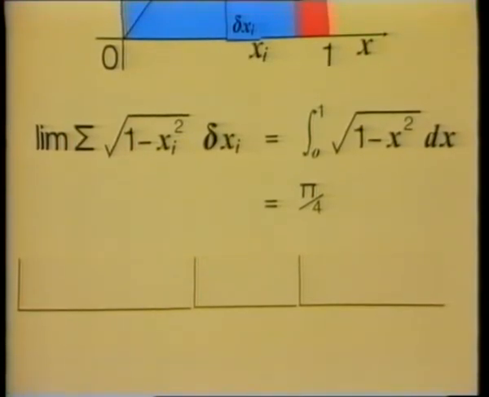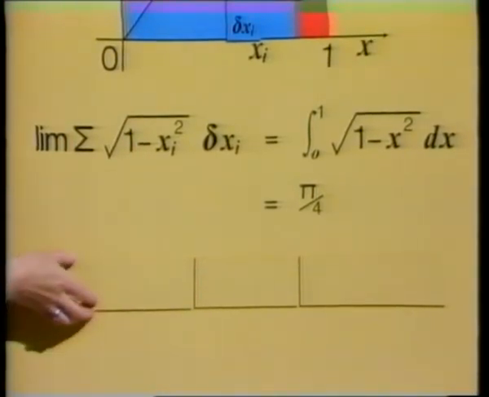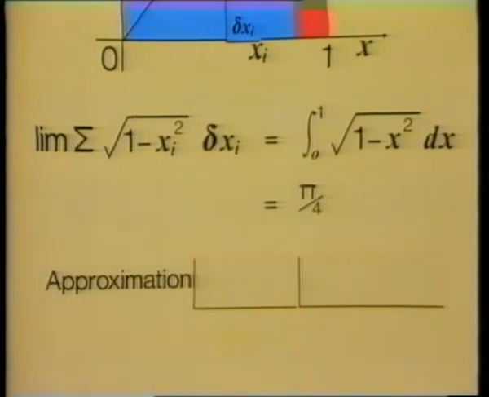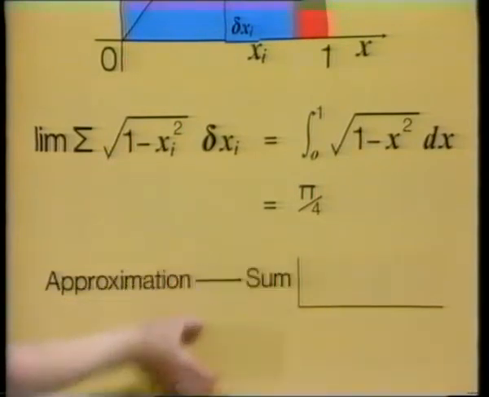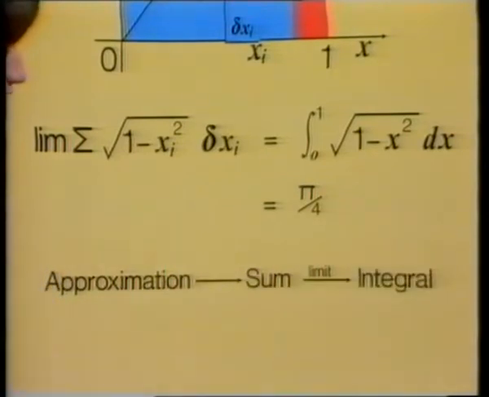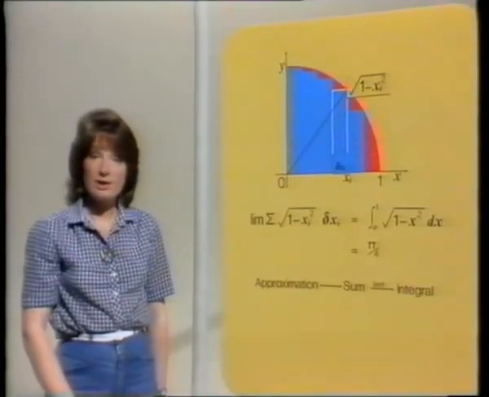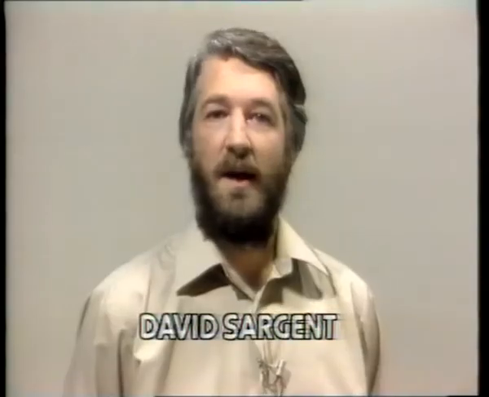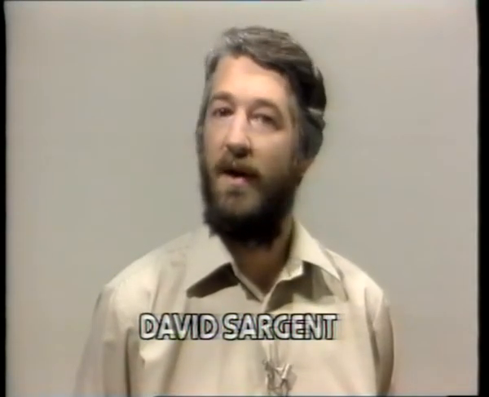So to summarise, we set up an integral by first taking an approximation for the area using rectangles. Then we form the sum, and finally we take the limit as the widths of the rectangles tend to 0, which gives the integral. Now we're going to use exactly the same idea for volumes. Let's begin by looking at a hemisphere of radius 1. We'll use this process of approximation, sum, then integral, to find its volume.